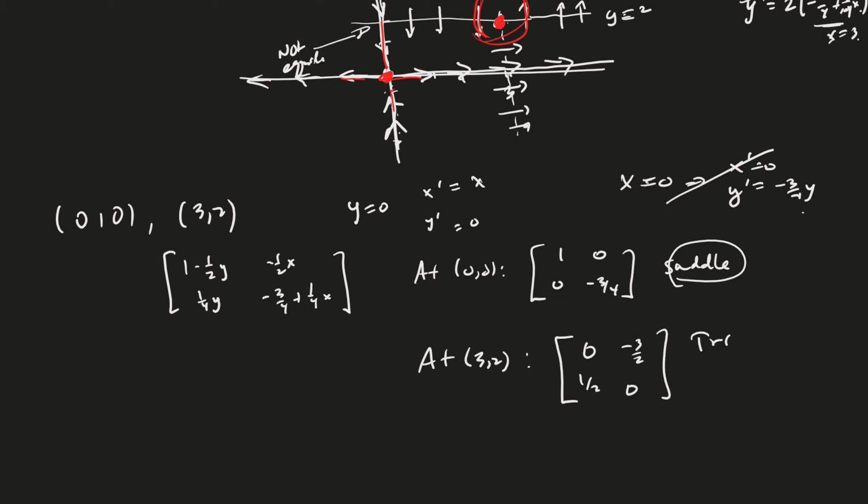And so in this case our trace is 0, and the determinant is 0 minus negative 3/4, so that's positive 3/4. And you could stop there, because where are you in the Poincare classification if trace is 0 and determinant is positive? You're right there. And so that is a center.